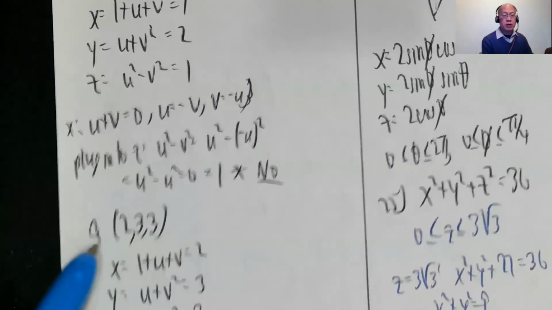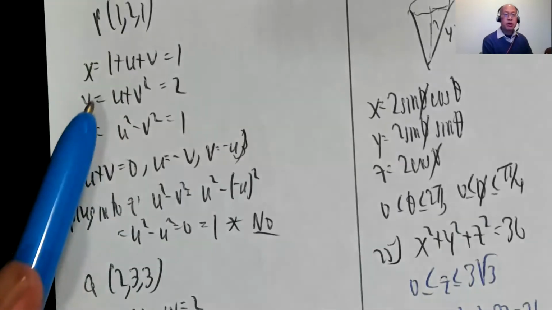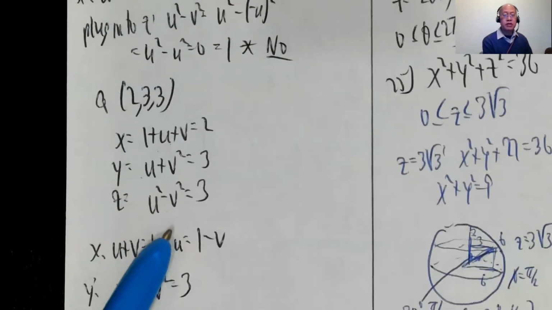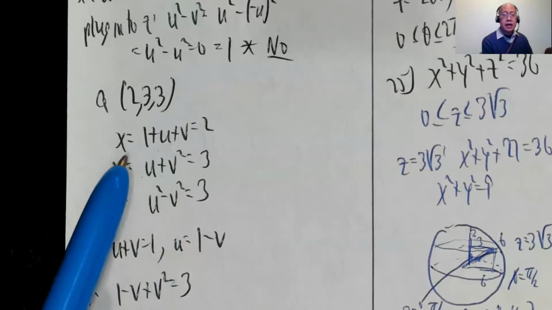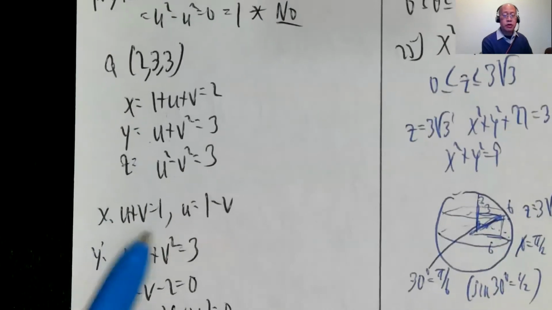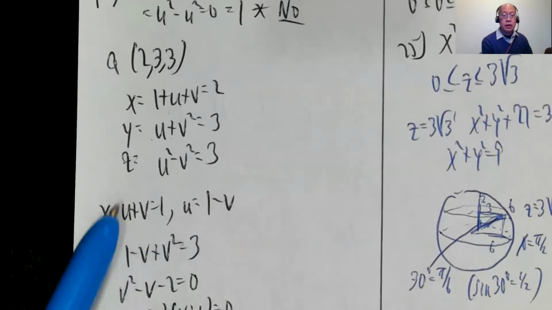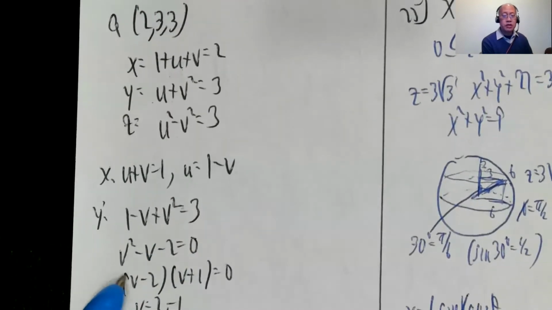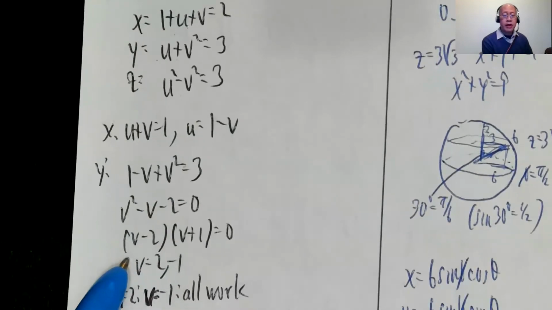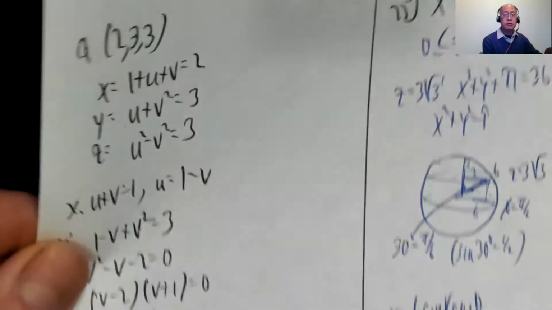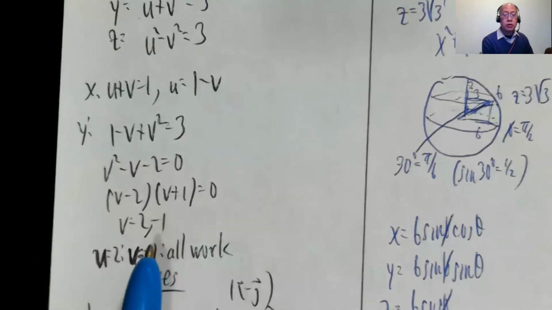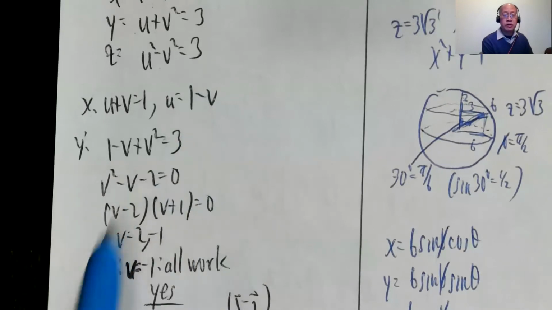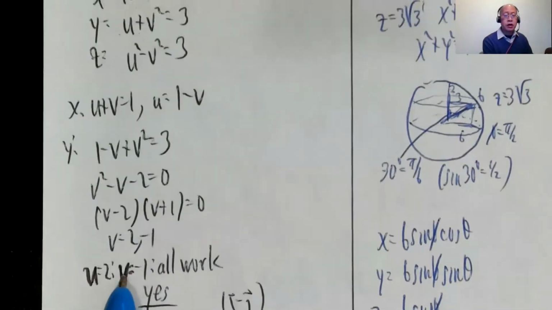Okay. On the other hand, how about 2, 3, 3? So again, 1 plus u plus v is 2. u plus v squared is 3. u squared minus v squared is 3. Okay, the x equation says u plus v is 1, or u equals 1 minus v. Okay, then I plug into here, 1 minus v plus v squared is 3. v squared minus v minus 2 is 0. Factors into v minus 2, v plus 1 equals 0. So v is 2 or negative 1. Okay, v is negative 1, u is 2. The answer is yes, they all work.